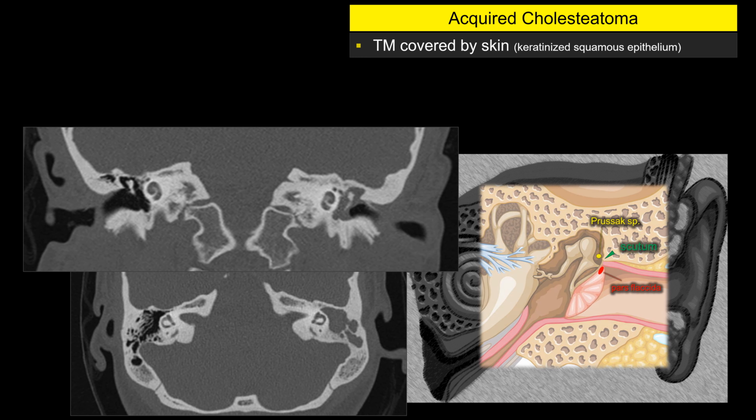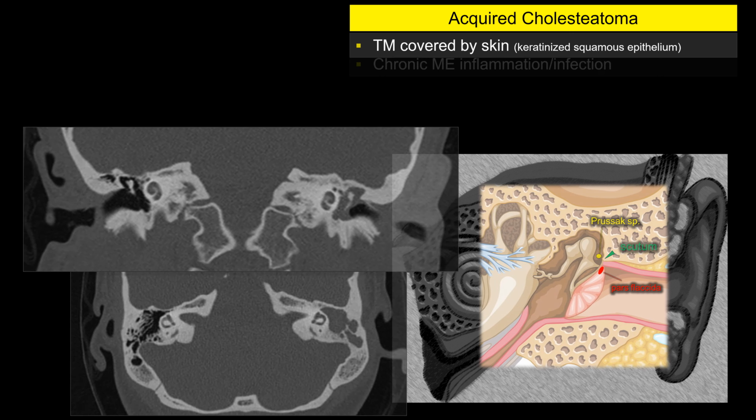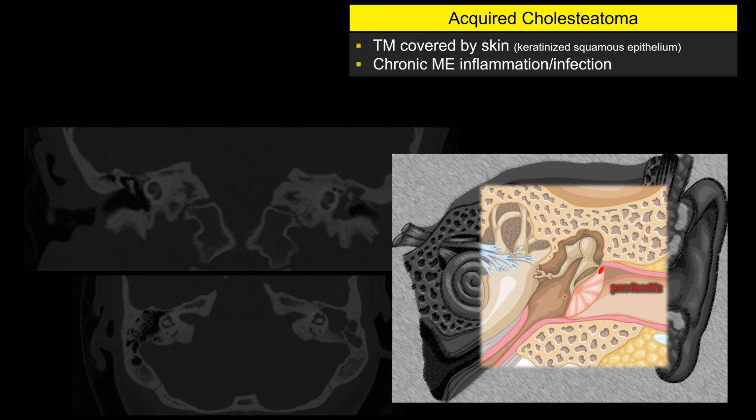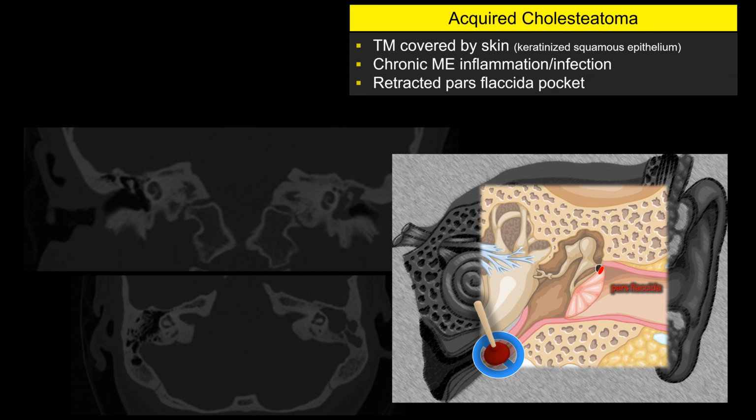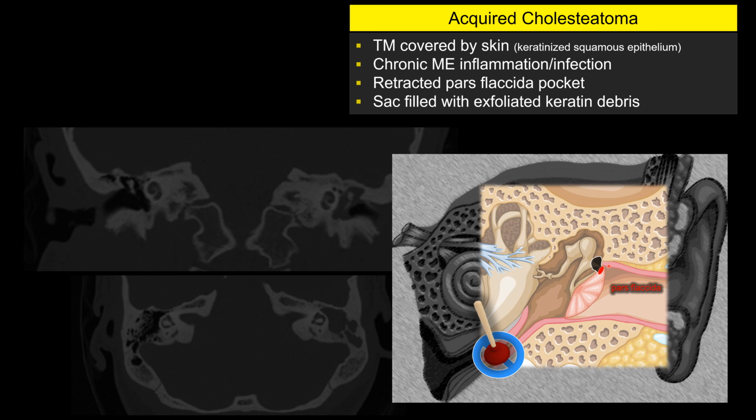So how do you develop an acquired cholesteatoma? Recall the outer layer of the tympanic membrane is skin. When you have chronic middle ear inflammation, you would cause eustachian tube dysfunction. That will create a lot of negative pressure within the middle ear cavity, so the tympanic membrane gets sucked in. The place that gets retracted the most is going to be the weakest point, the pars flaccida. So you will start to cause pars flaccida retraction, forming a small pocket. And remember, the pocket is covered by skin.